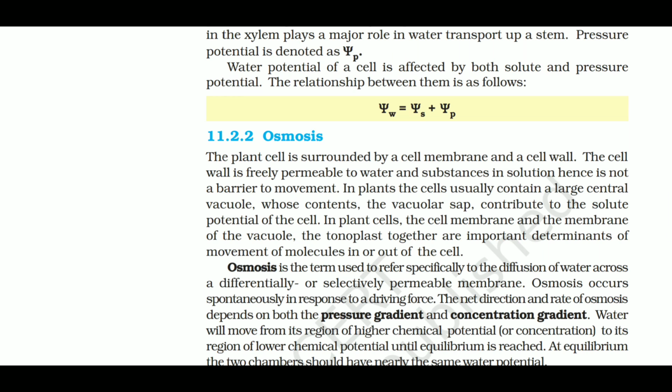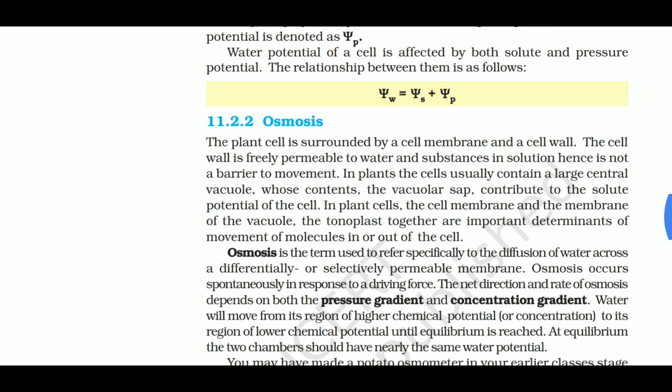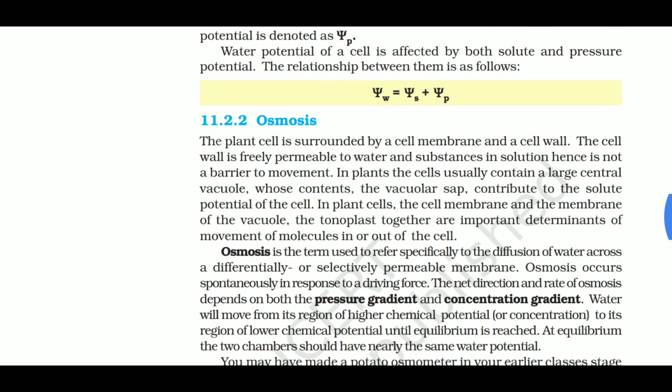Pressure potential is denoted by psi p. Water potential means psi w, so the same alphabets are used. Solute potential means psi s. Pressure potential means psi p. Water potential of the cell is affected by both solute and pressure potential. The relationship between them is as follows: psi w is equal to psi s plus psi p. That is, water potential is the sum of solute potential plus pressure potential.